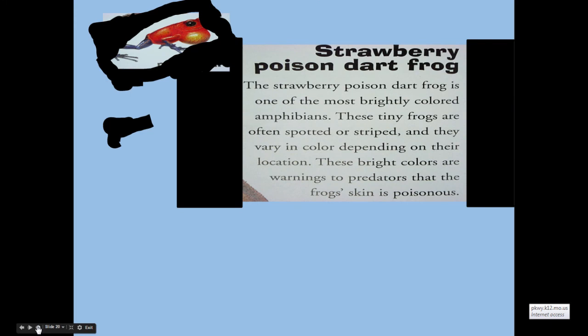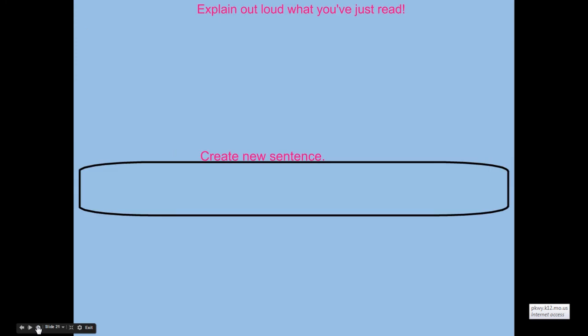Here's another example with a strawberry poison dart frog. It is one of the most brightly colored amphibians. These tiny frogs are often spotted or striped, and they vary in color depending on their location. These bright colors are warnings to predators the frog's skin is poisonous. Okay, you try it. We read it. Let's remove it and re-say it.